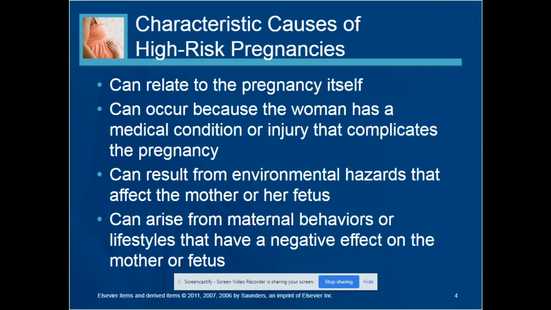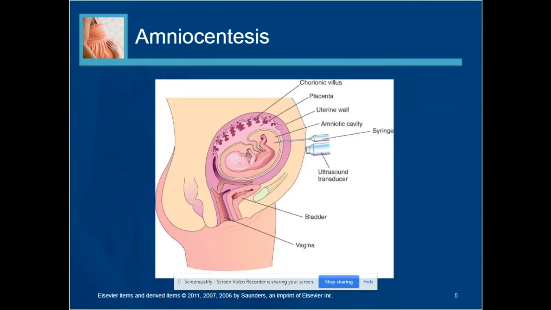The fourth dot obviously is the easiest one. Maternal behaviors being that she abuses some sort of substance, or environmental hazards such as the mother is an X-ray technician and she has a high radiation exposure. So medical conditions such as diabetes mellitus, those types of things. So be able to picture in your mind an example for each one of these characteristic causes of high-risk pregnancies.